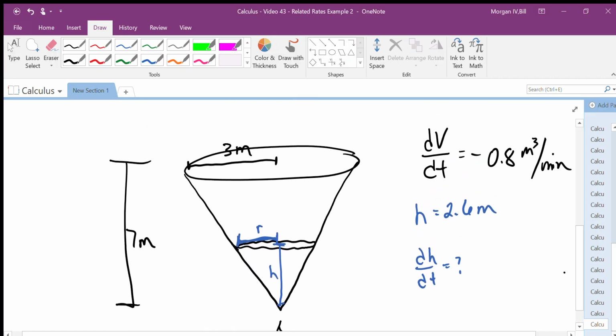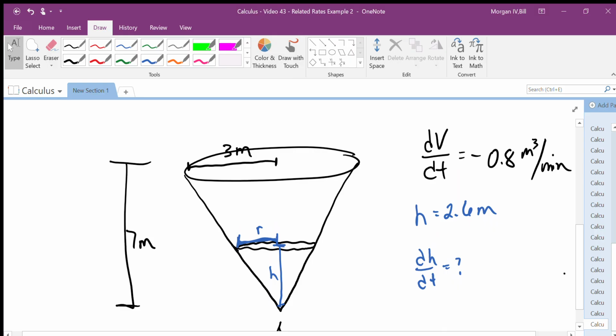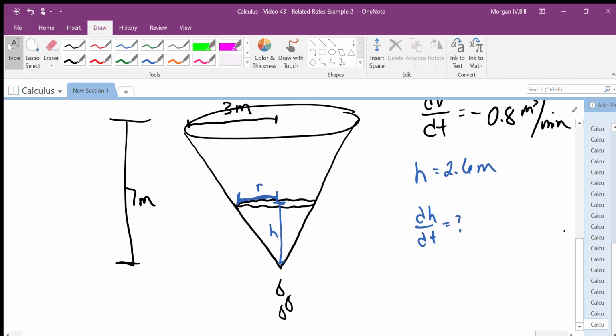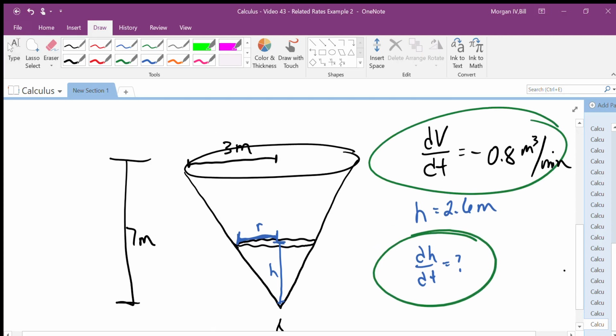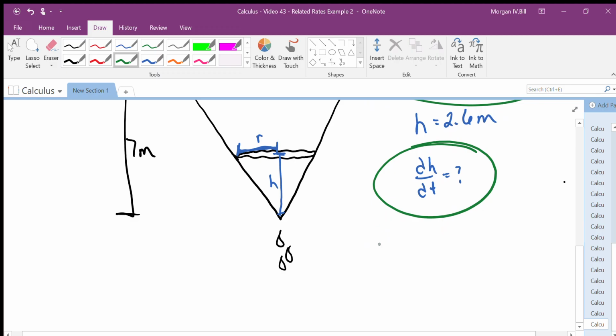So what we know is dV/dt, the rate of change of the volume, is leaking out at a certain constant rate. We know that we want to know what happens to the dH/dt, that's what we want to know, at height 2.6 meters. So because I want to know dH/dt, and I do know dV/dt, what I need to find is some relationship that relates volume to height. Right? Volume to height. That way when I take the derivative, I'll have a dV/dt and I'll have a dH/dt.